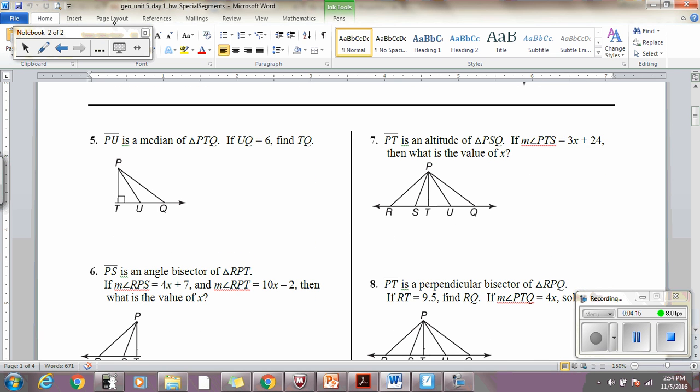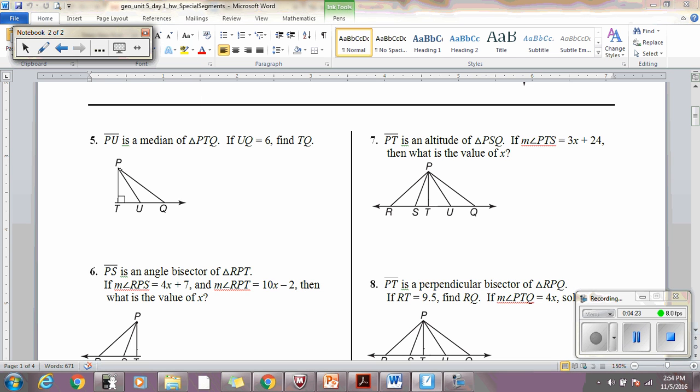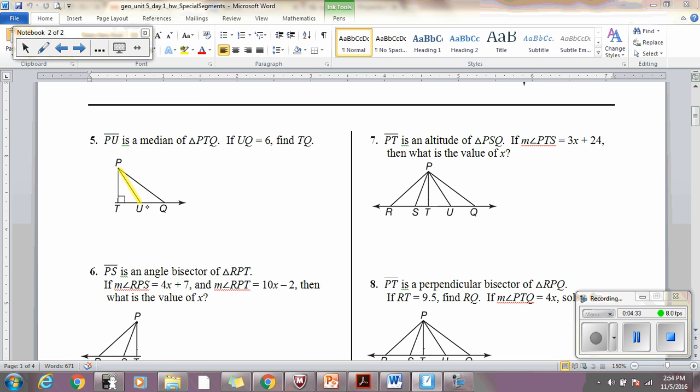Number 5 says that PU is a median. So let's highlight PU on the picture. So since PU is the median, we now know that U is a midpoint. So that means TU and UQ are congruent. Then it tells us the distance from U to Q is 6. So this distance is 6. And it would like for us to find the distance from T to Q.